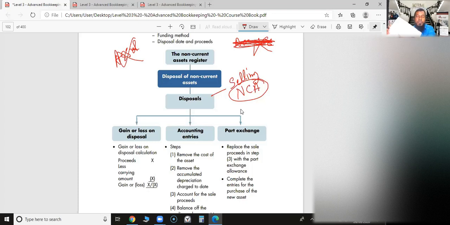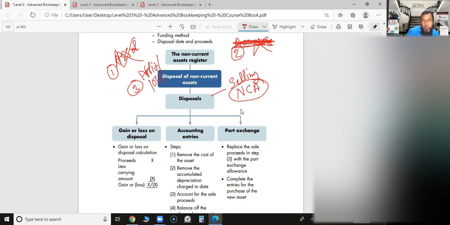Now by selling it, I'm getting some money, aren't I? Now I can compare whether I'm selling it at a profit or loss. This is the third thing. First thing, asset gone. Second thing, your depreciation gone. And third thing is what I'll call profit or loss on disposal. I'm just doing an introductory talk. Profit or loss. I might sell at a profit or might sell at a loss.